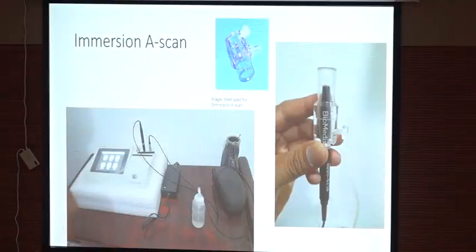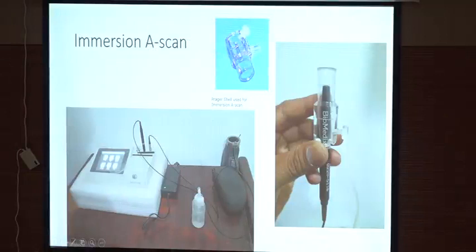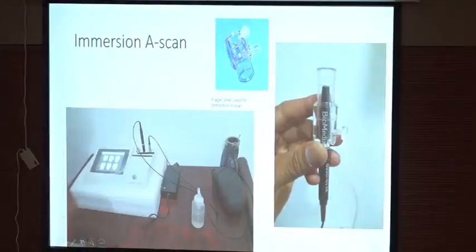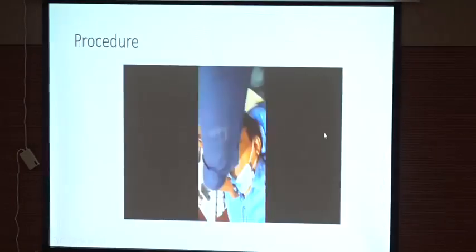So this is what the immersion A scan looks like. It has this Prager shell, or the immersion shell, here. Now the probe is inserted inside the shell over here. There is a mark over here. It is important to keep the mark and the probe at the same level, because if this advances, the reading will be erroneous. Once it is at this level, it can be tightened with a knob over here, which can fix the probe. Now this is a short video showing the procedure.